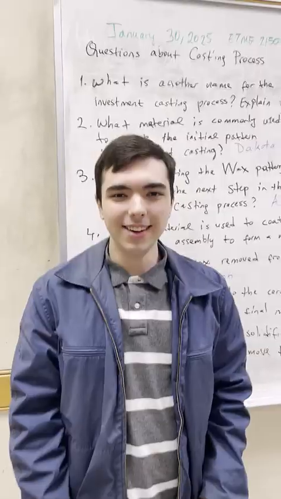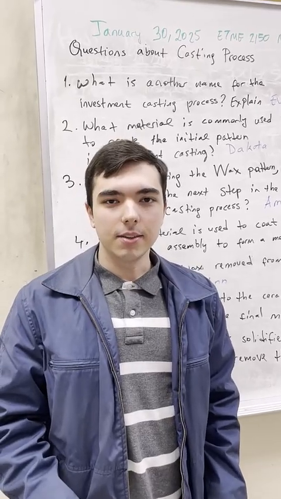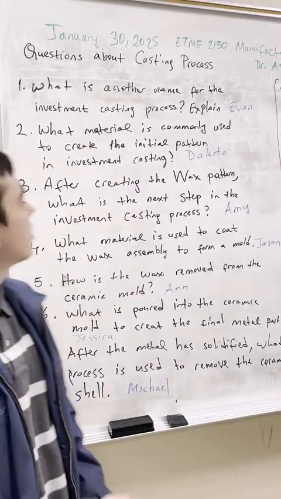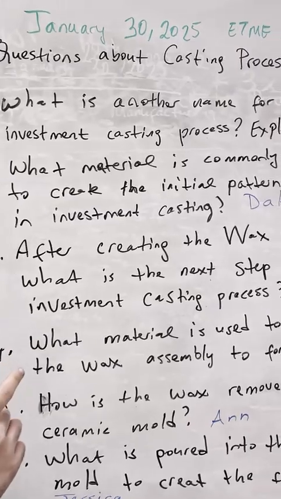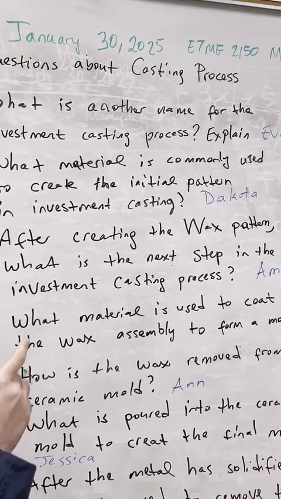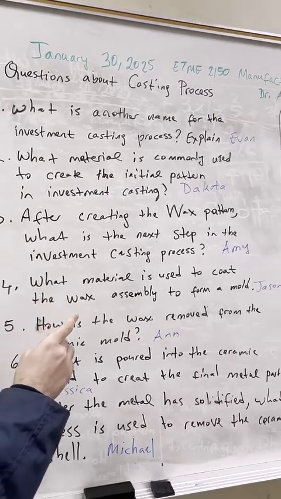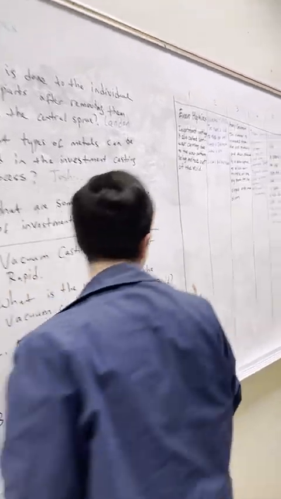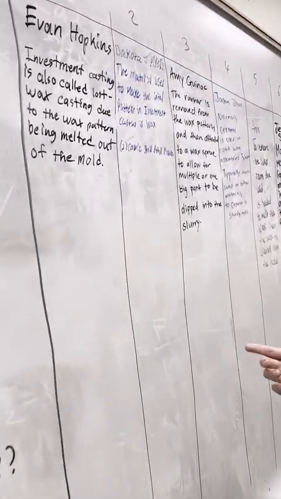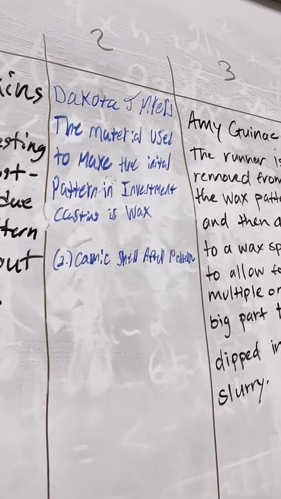Thank you, Evan. Good afternoon, my name is Dakota Myers. My question was number 2, which is what material is commonly used to create the initial pattern in investment casting? The material used to make the initial pattern is wax.